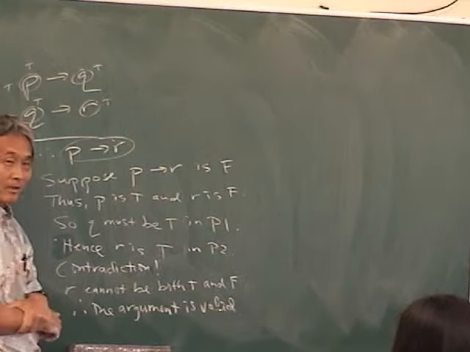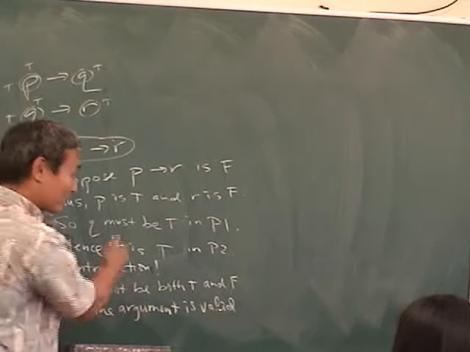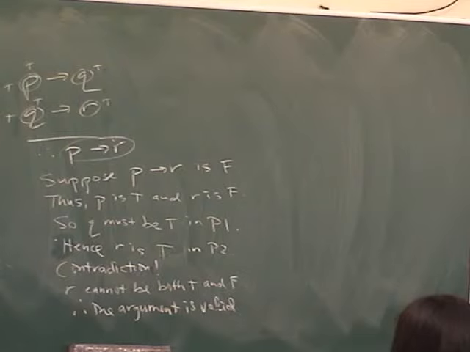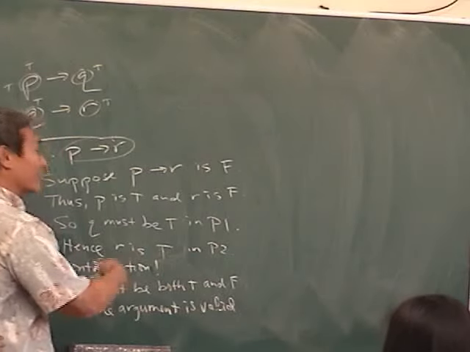You understand what I'm talking about? Just because you didn't find one, that doesn't mean one doesn't exist. Maybe you're just dumb, that's why. So that's why we only use indirect proof to prove validity, not invalidity.